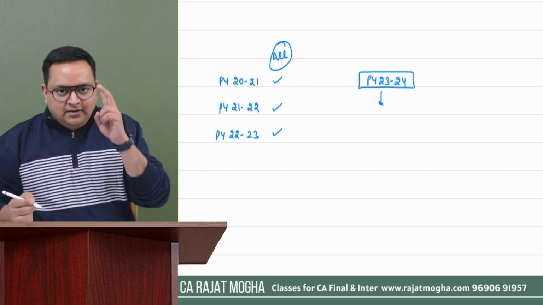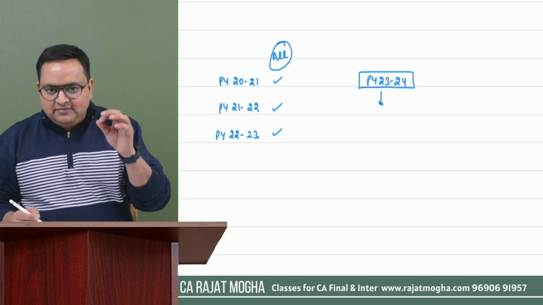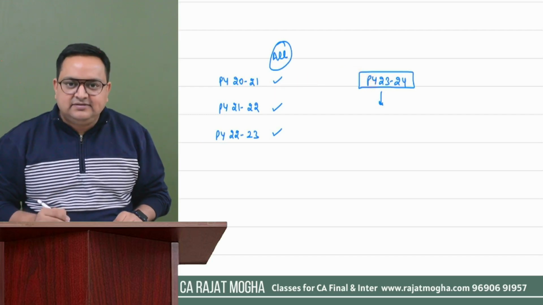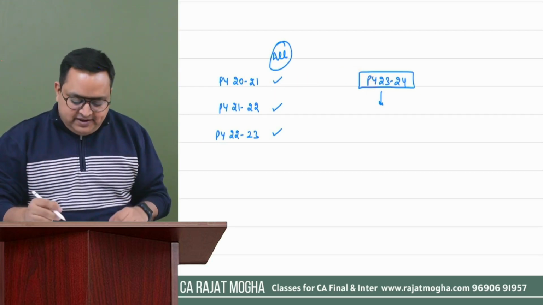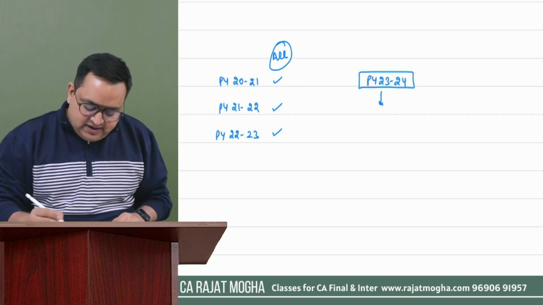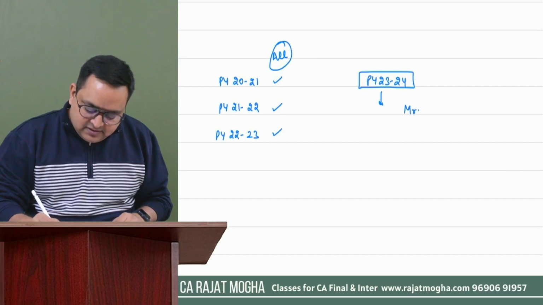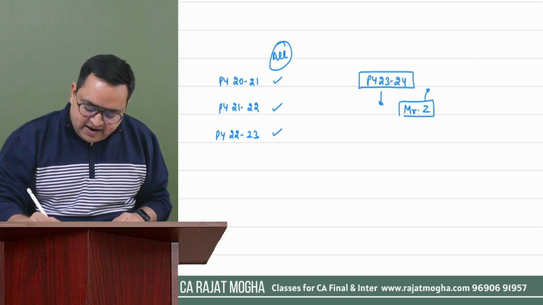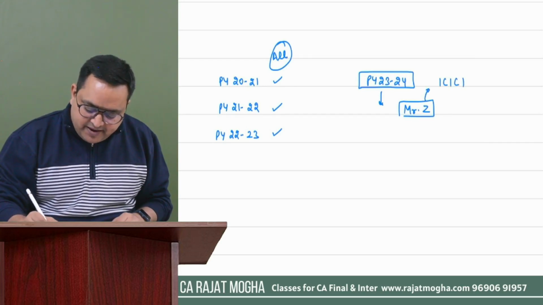Got it? The second important thing, and this is something which is important now. We have to see the last three returns. Now tell me, let's say there is a person, Mr. Z. He has his bank account in ICICI Bank.